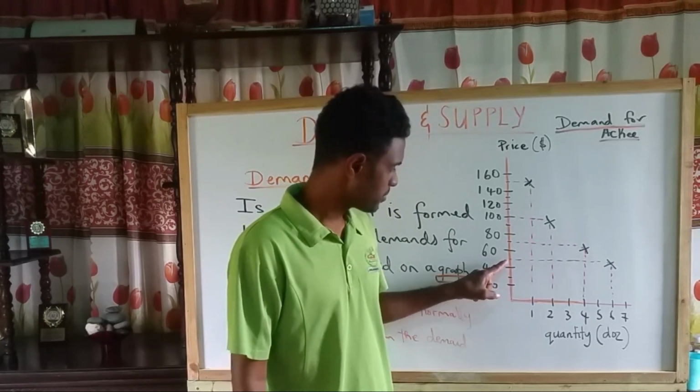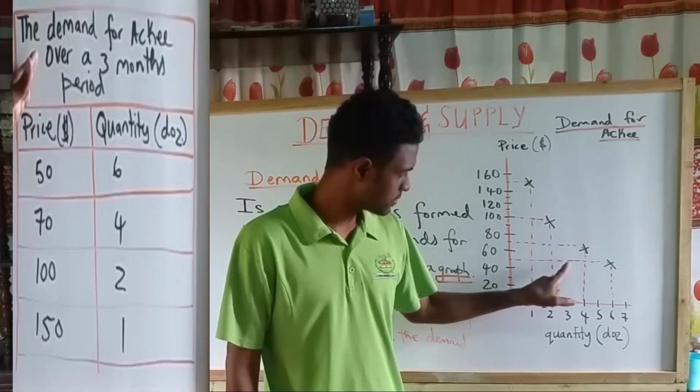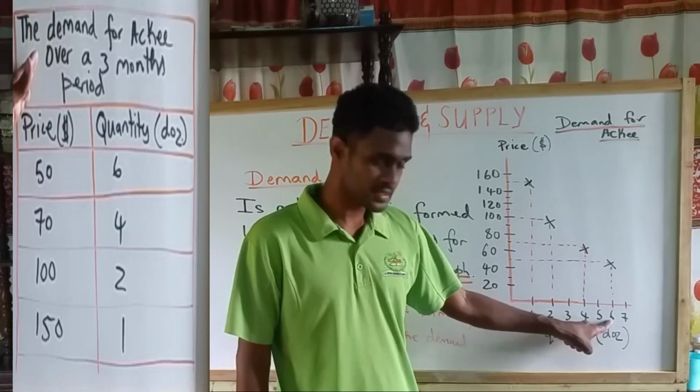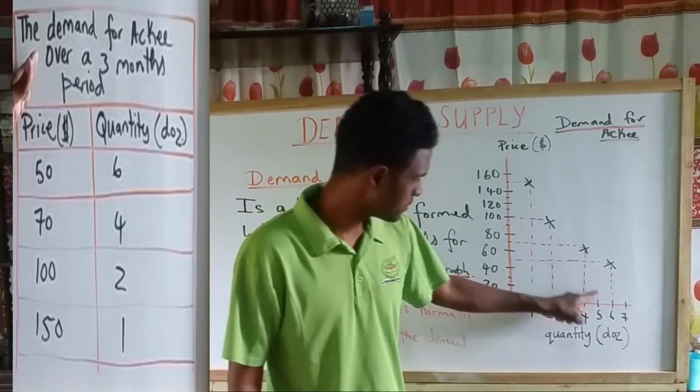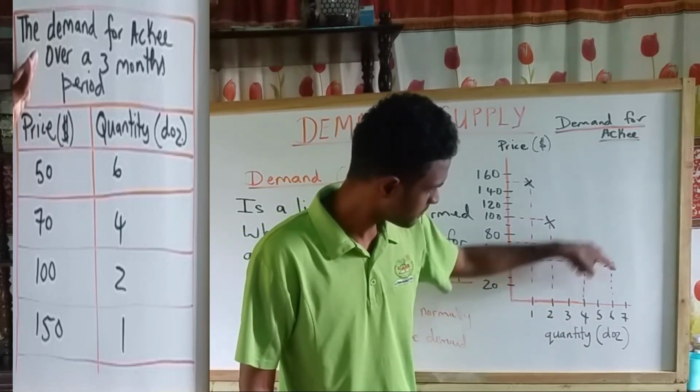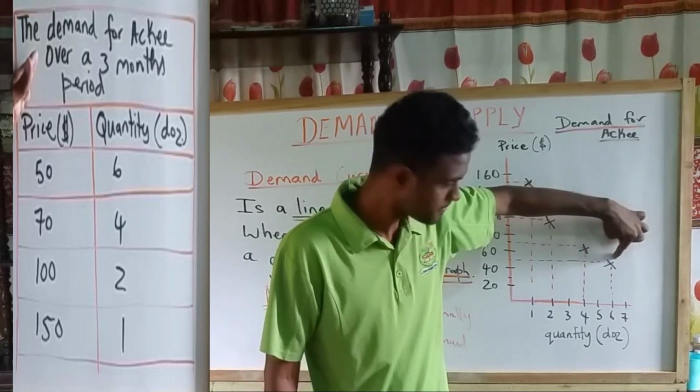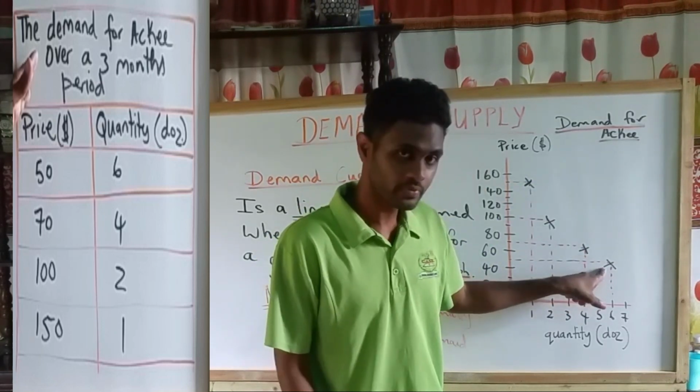So here, when the price is at $50, you draw a line right across. The quantity demanded is 6 dozen. So you draw the line right over to meet the line at 6. The point that they meet at 6 is right here. So we use that X to show you that point.